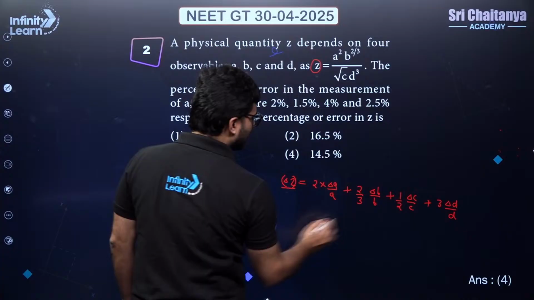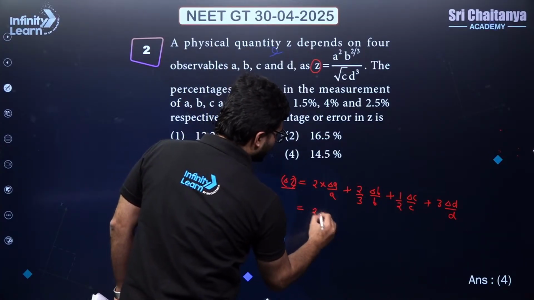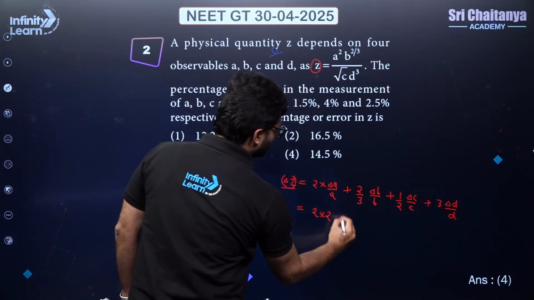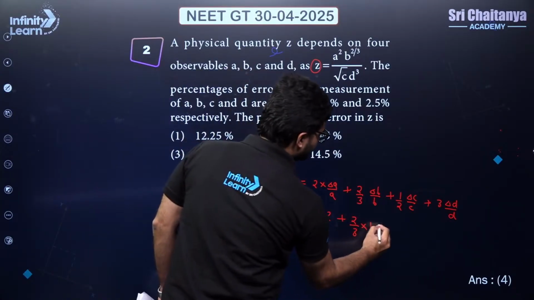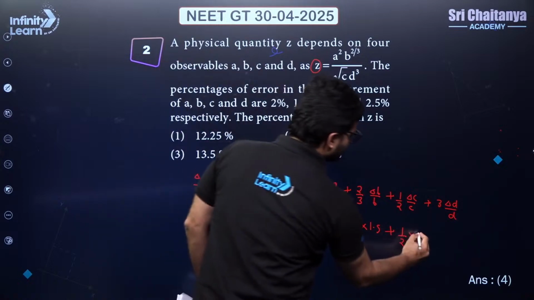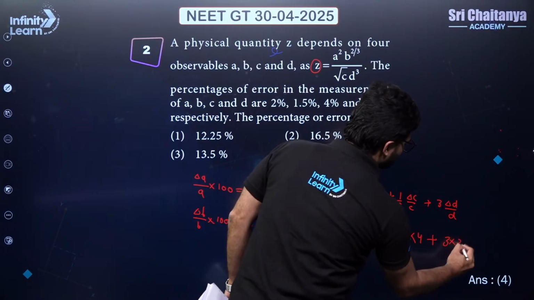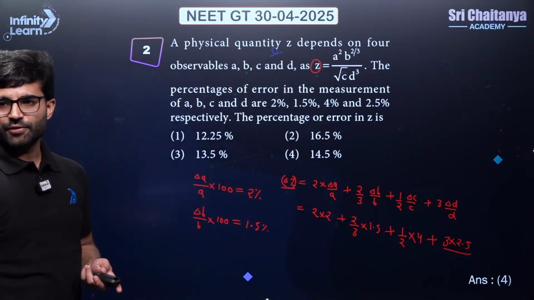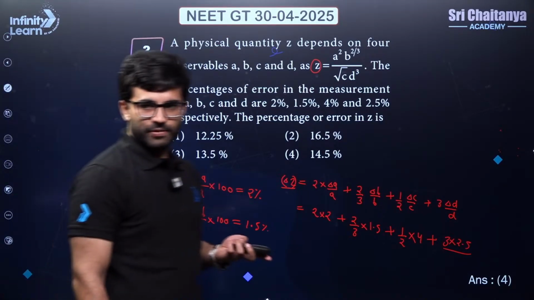So if you multiply by 100 to the whole equation, what you will get? You will get 2 into percentage error in A. What is the percentage error in A? 2%. You write it 2 by 3 multiplied by 1.5 plus 1 by 2 multiplied by 4 plus 3 into 2.5, right? So now you calculate this. This is a normal calculation that you can already do, right? So your answer will come as 14.5%, correct?